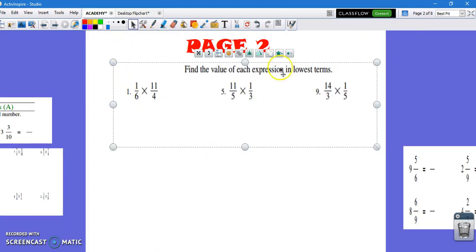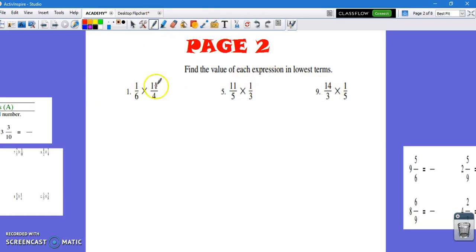Okay. So the next half of your page 2 looks like this, and we're just simply doing multiplication of fractions, whether they're improper or whether they are proper, okay? So your first question looks like this, but remember, I'm not doing those questions. I'm doing questions that look exactly like it.